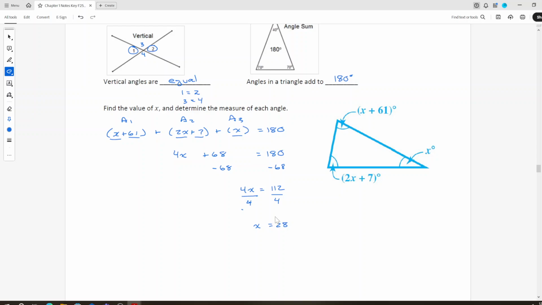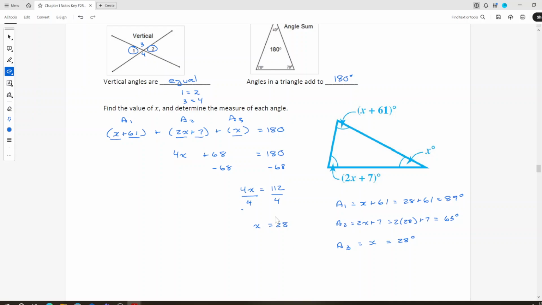Then what they want you to do is determine the measure of each angle. So they don't actually care what x is, except that this angle is x. So I would say that angle 1, which was x plus 61, would be 28 plus 61, which is 89 degrees. Angle 2 is 2x plus 7, so 2 times 28 plus 7, which would be 63, I believe. And then lastly, angle 3 is just x, which would be 28 degrees.